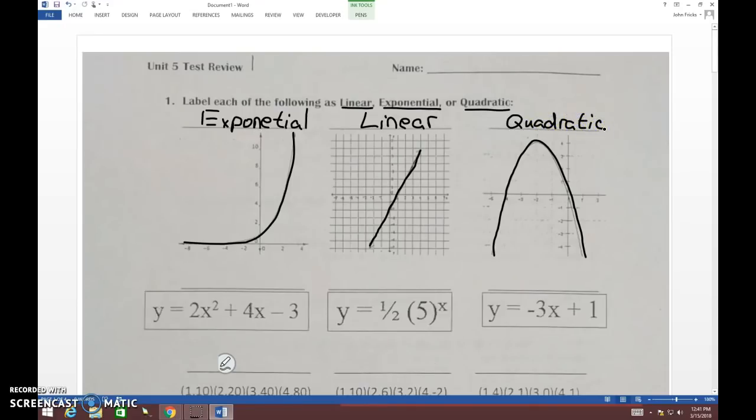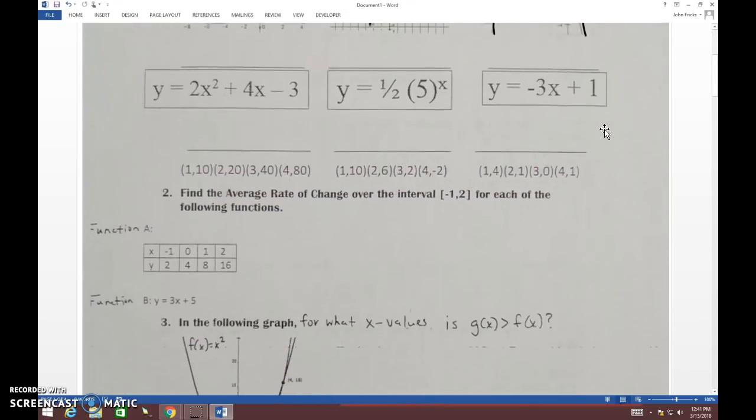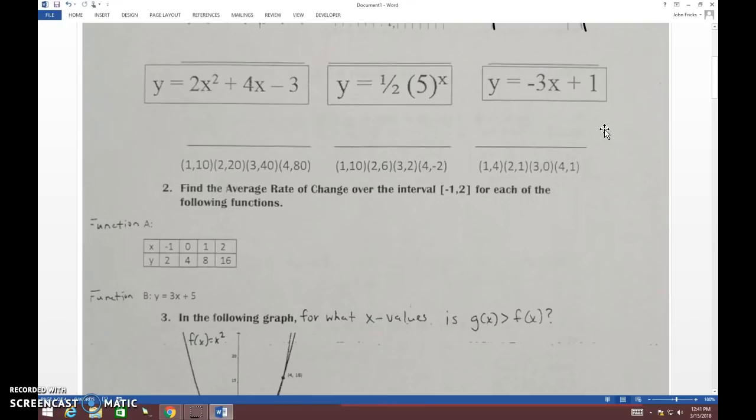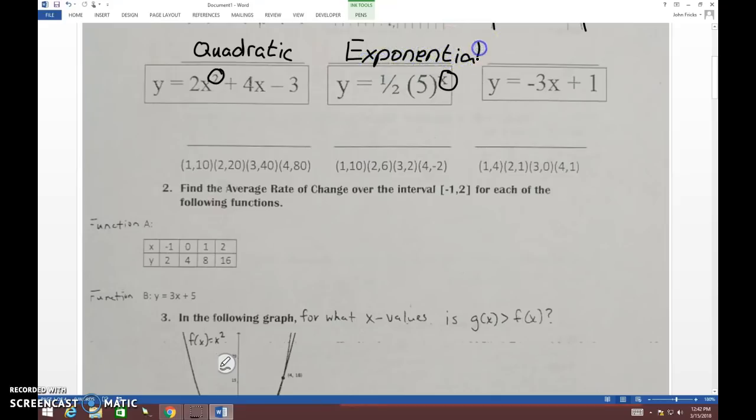So 3 easy problems there. Definitely will be on your test, so make sure you study that. Next, we had our equations, doing the same thing with those. Now with these, we pay attention to the power. So here we have a highest power of 2, so that's going to be quadratic. Next, we have a power of x. So power of x means that it's exponential. And then the last one, we have no power above the x, understood to be 1, therefore this is linear.